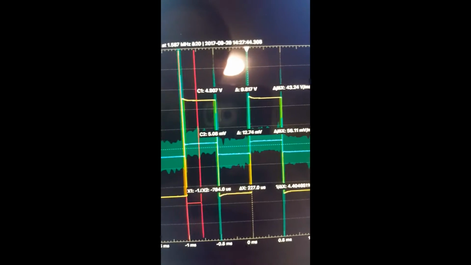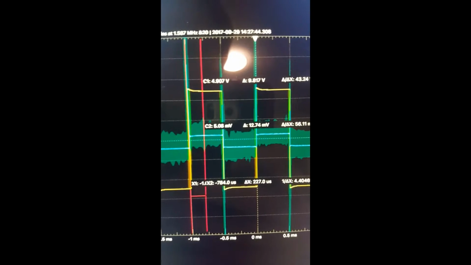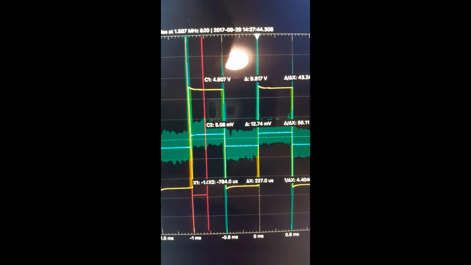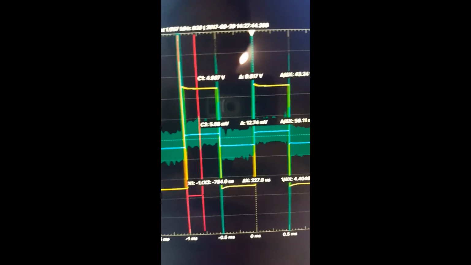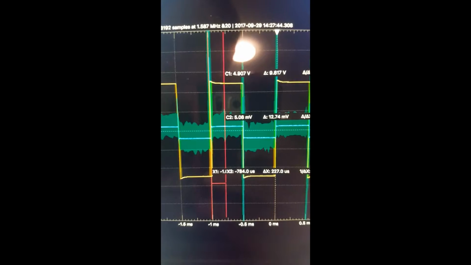Yeah, so we measured the peak-to-peak voltage of channel 2 and channel 1, and then divided the channel 2 peak-to-peak voltage by the peak-to-peak amplitude of the input square wave on channel 1. And that allowed us to get the common mode gain.